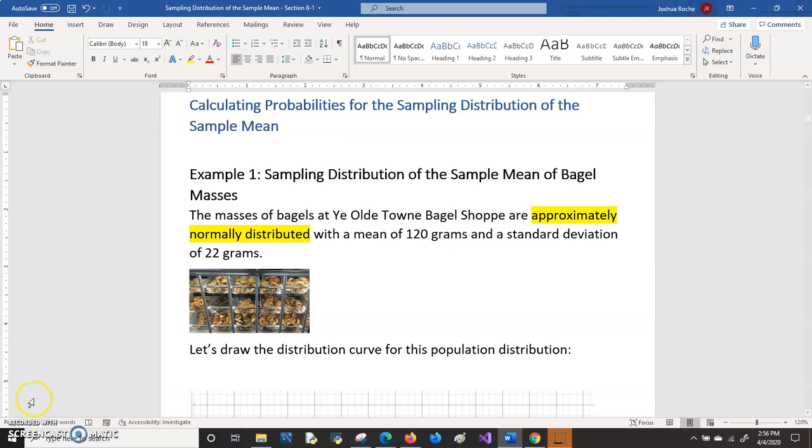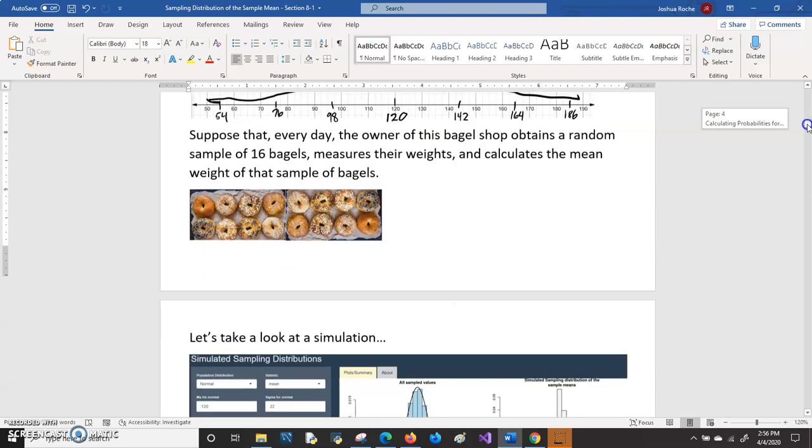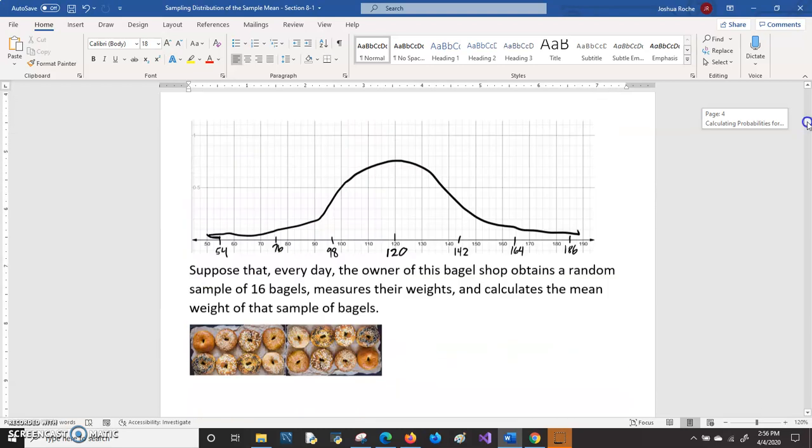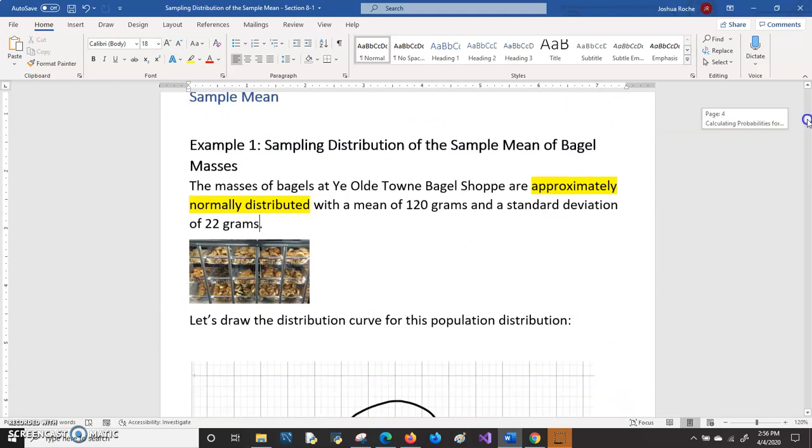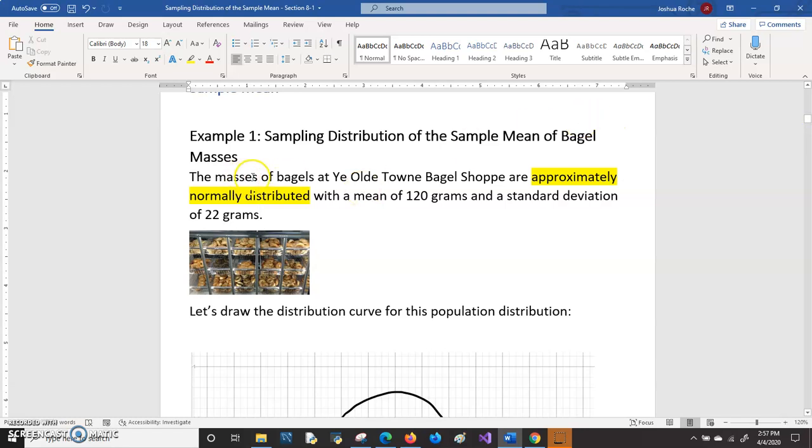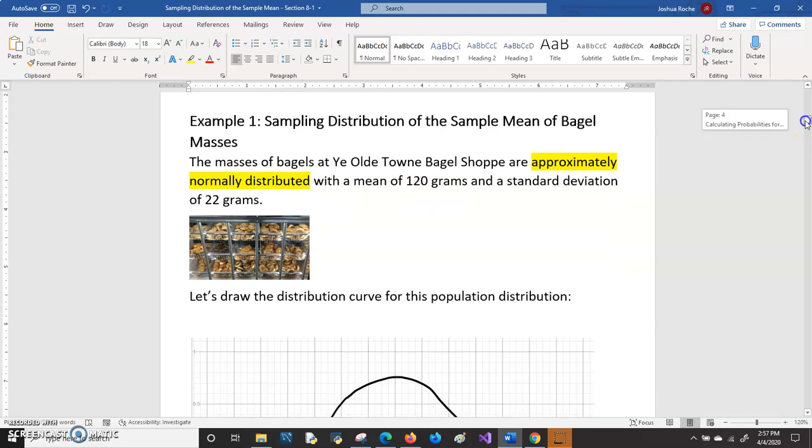So back to our example from example 1, the sampling distribution of the sample mean of bagel masses. In the last video, we looked at part A, and we'll move on to part B. But as we do part B, remember that this was dealing with masses of bagels at this bagel shop. They're approximately normally distributed with a mean of 120 grams and a standard deviation of 22 grams.